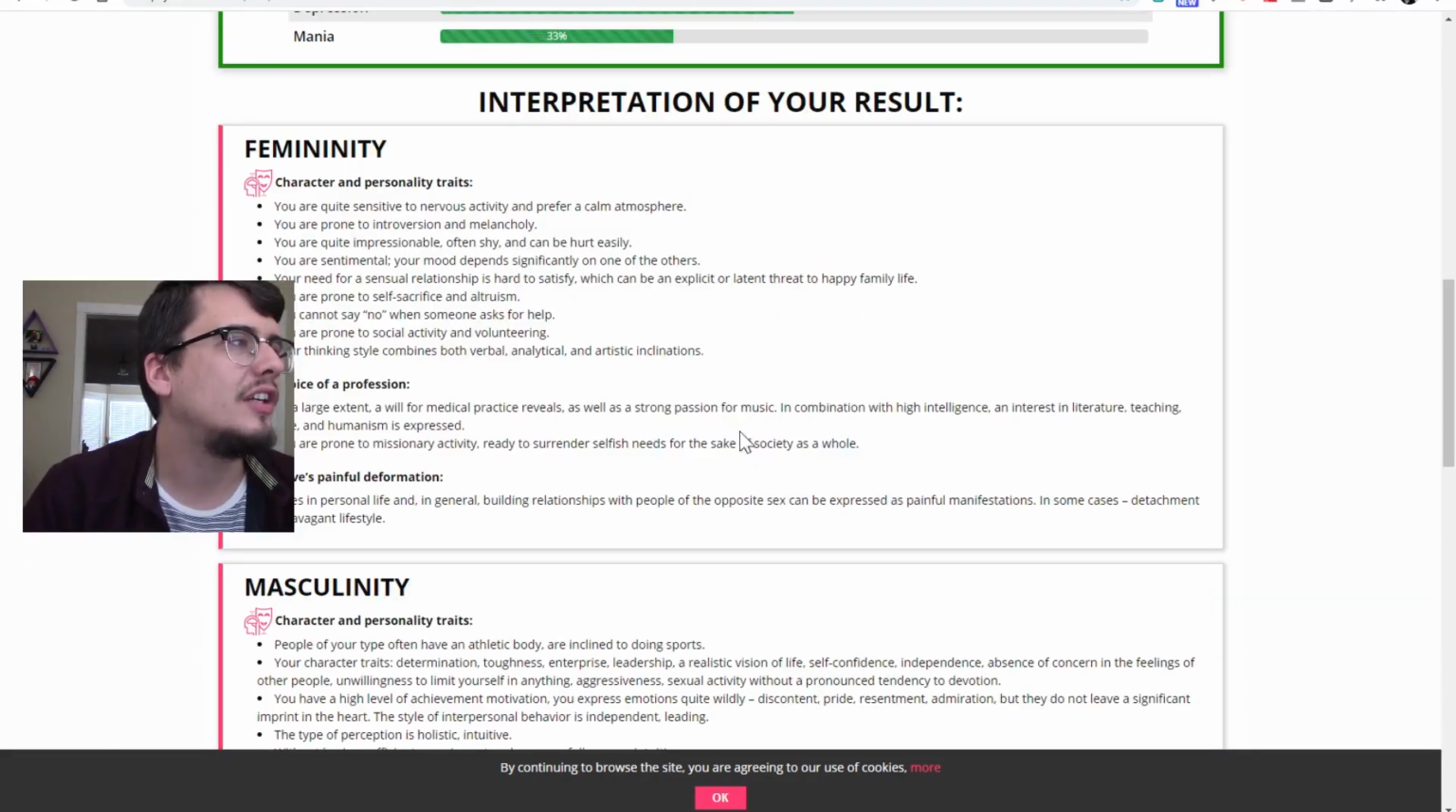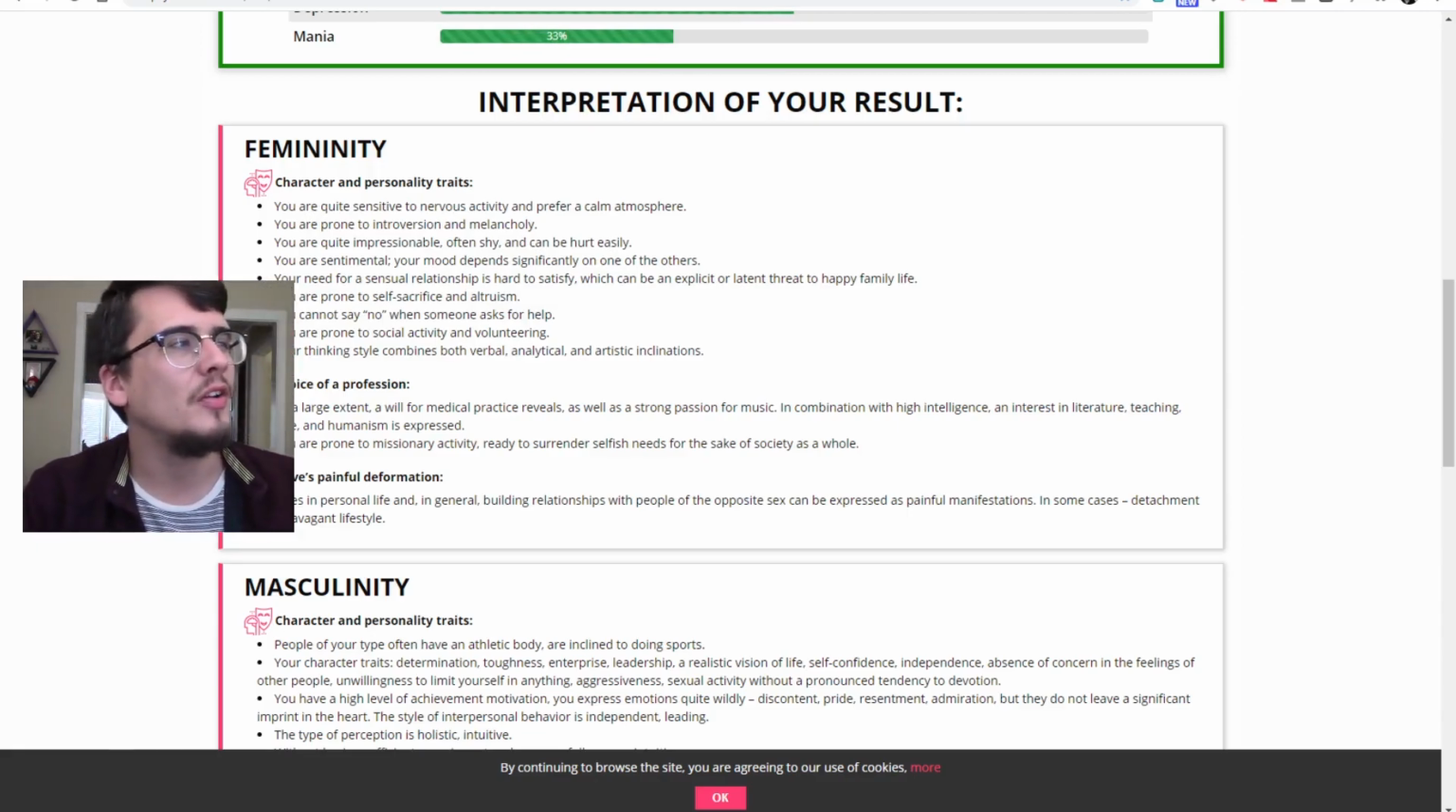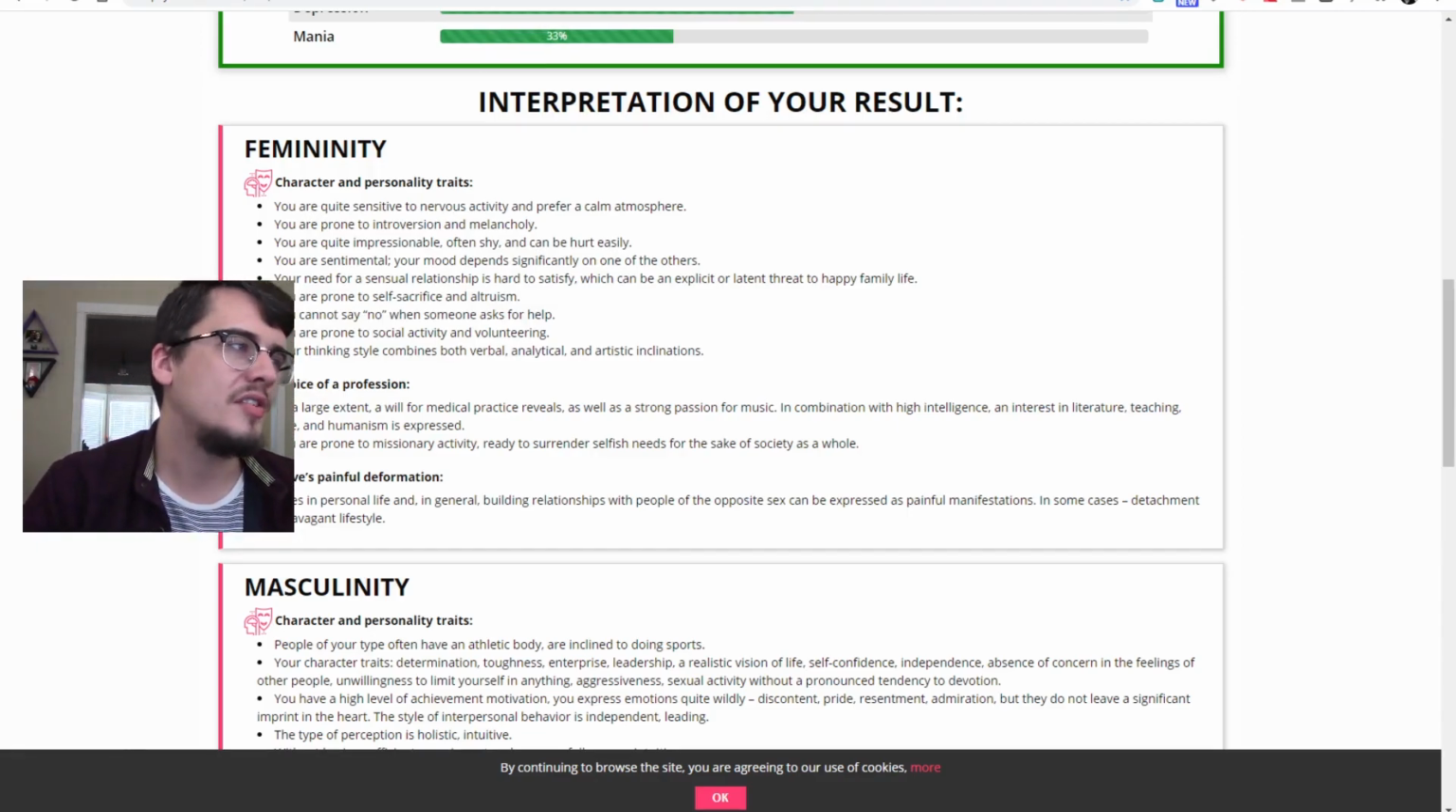So we got a little breakdown here. On the feminine side: sensitive to nervous activity, introverted, melancholic, impressionable, shy, hurt easily, sentimental, etc., etc., self-sacrificing, you can't say no, prone to social activity and volunteering. I am definitely not prone to volunteering. This is something that I do not like about myself. I wish that I were a little more giving of my time, of my energy, of my attention. Just always struggled. I've always been like, yeah, somebody else is going to fill that void, and they're going to fill it with a little more enthusiasm than I will. So why would I even rob them of that opportunity?